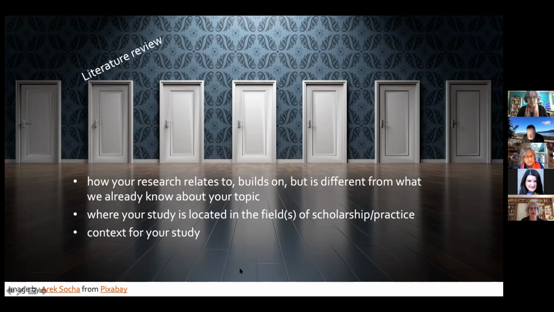What is its function? It explains to the reader how your research relates to, builds on, but is different from what we already know about your topic. It demonstrates that you know the scholarly field or areas of practice in which you locate your study. That is your decision about how you locate your study. I always say it makes a sales pitch. It explains to your reader, my study will add something to what's already been done. The literature review sets the context.